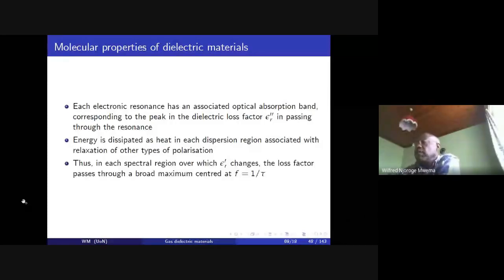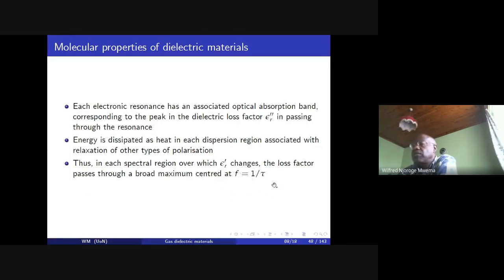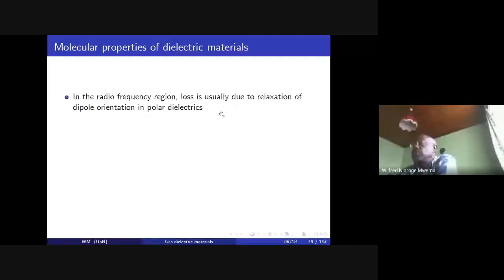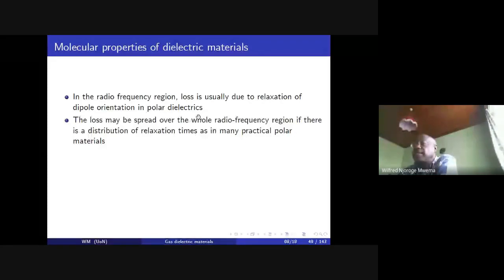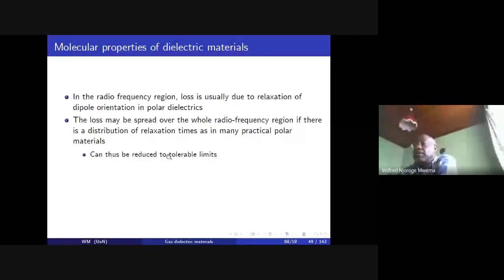So, therefore, in each spectral region over which epsilon r changes, the loss factor passes through a broad maximum that is centered at the frequency equal to the reciprocal of the relaxation time. So in radio frequency, in the relaxation of dipole orientation in polar dielectrics, the loss may be spread over the whole radio frequency region if there is a distribution of relaxation times, as many practical polar materials do have this kind of behavior. And this can thus be reduced to tolerable limits.